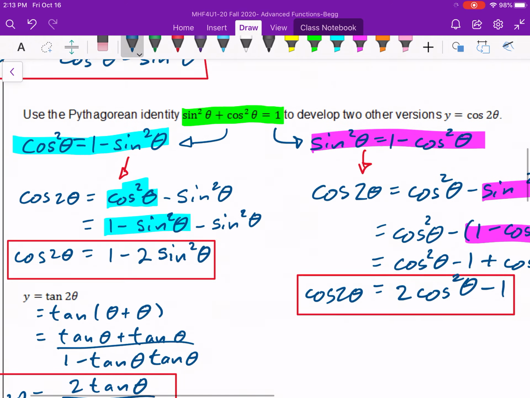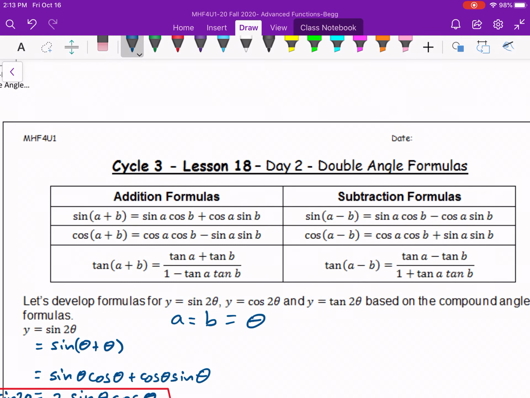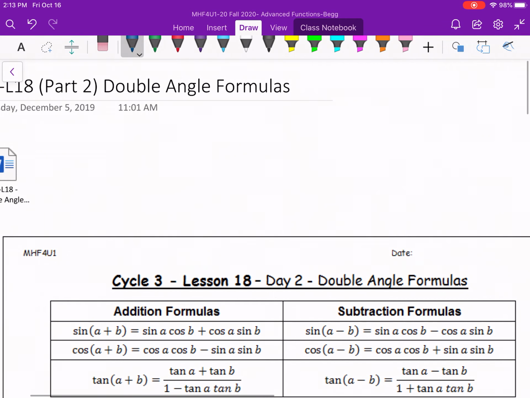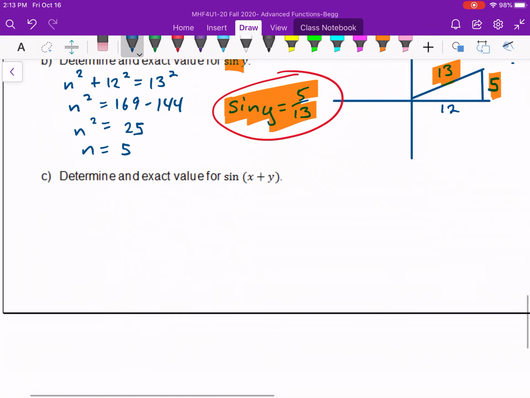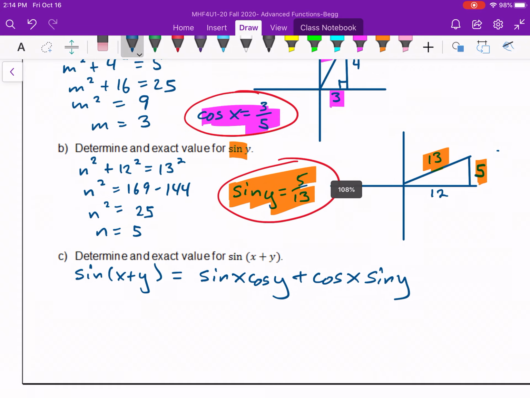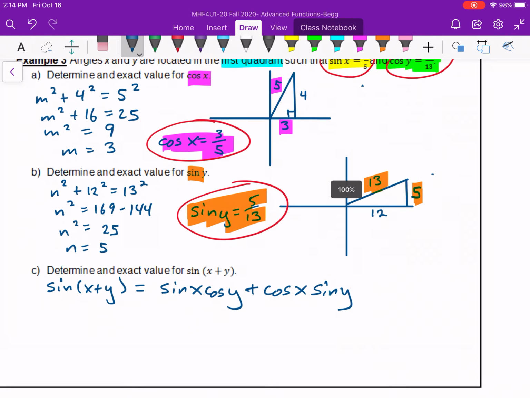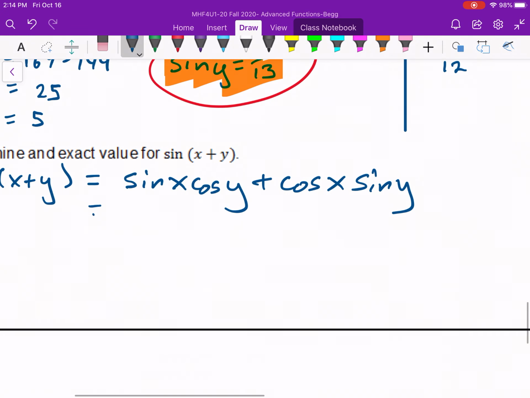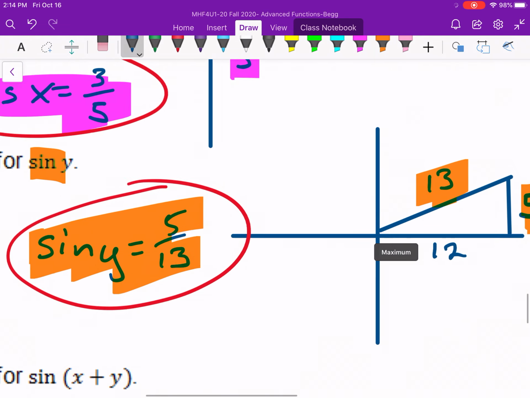If we go back, remember sine x plus y is going to be the same as sine A plus B. So it's sine A cos B plus cos A sine B. So it's going to equal sine x cos y plus cos x sine y. Again, what are sine x and cos y and so on? Well, that's what we just figured out. Sine x is what I highlighted in yellow. It's 4 over 5. And cos y is what I highlighted in green. It's 12 over 13.